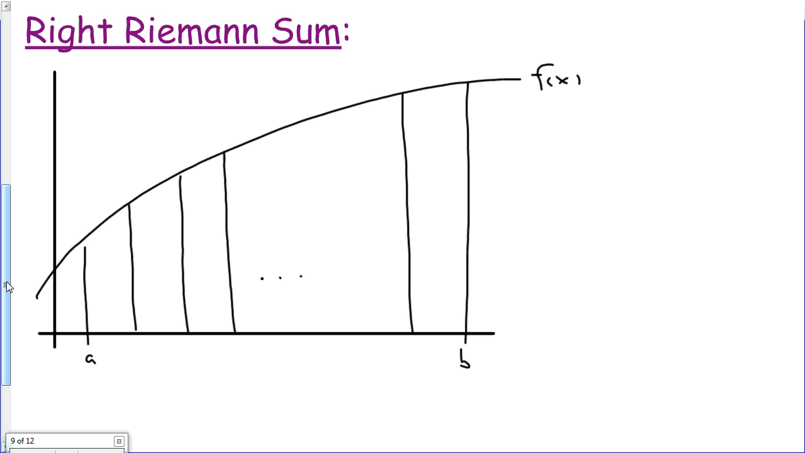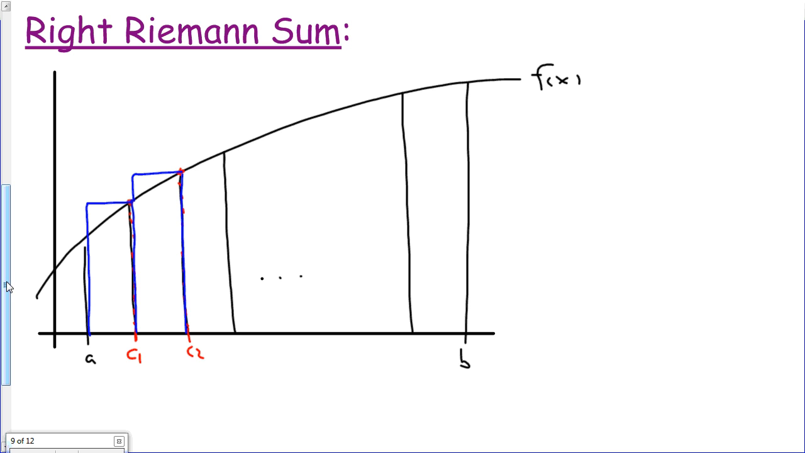Now, because it's a right Riemann sum, we're going to pick the right-hand side of each subinterval to determine the height of each rectangle. Over here in this first subinterval, right here will be C sub 1. That corresponds to this point right here, which you can see corresponds to this rectangle that we end up with. In our next subinterval, this would be C sub 2, the right-hand side of it. That point right up there is going to determine the height of my next rectangle. So my next rectangle looks like that.